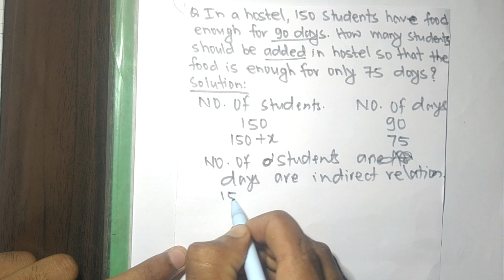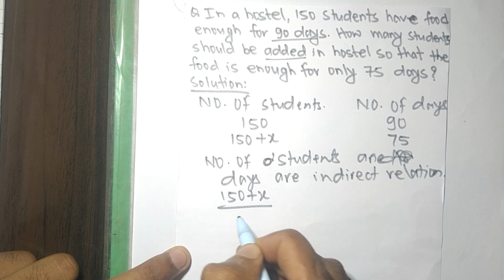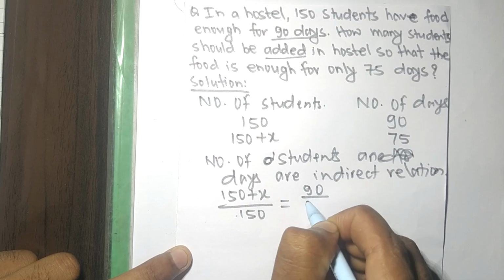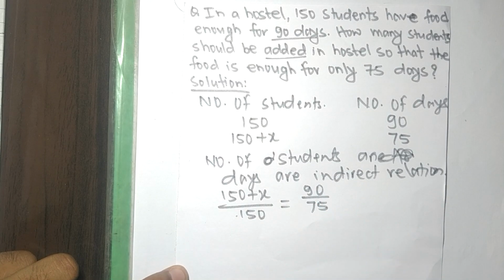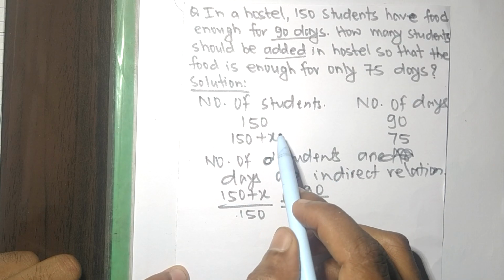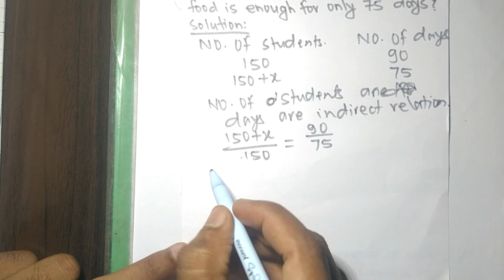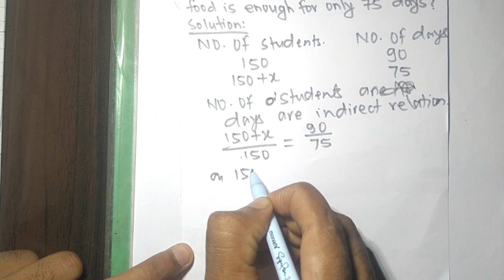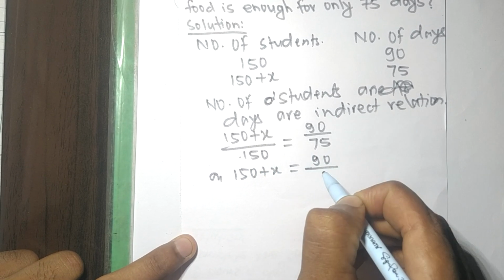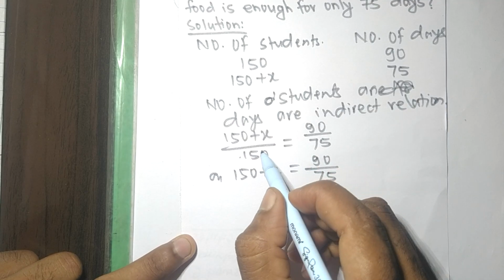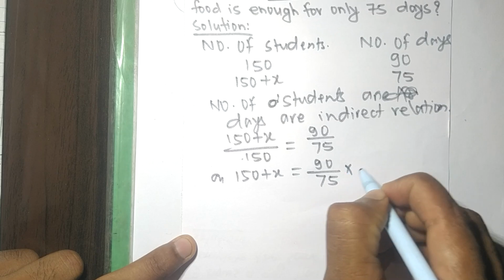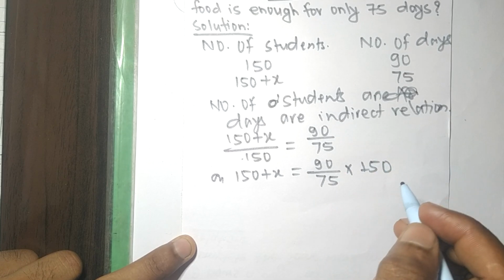So 150 plus x by 150 is equal to 90 by 75. So in case of indirect relation, we can just change these terms. So now 150 plus x is equal to 90 by 75. 150 in divide, move to the opposite side, it becomes multiply.